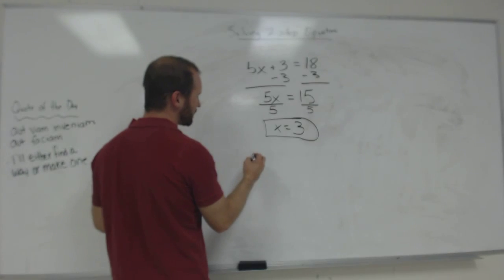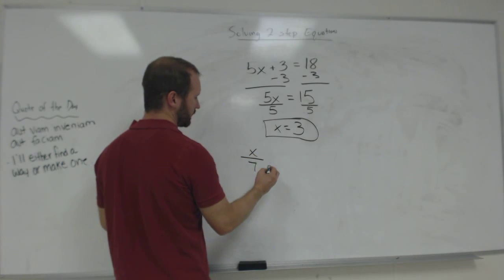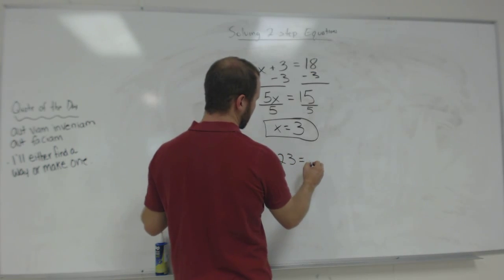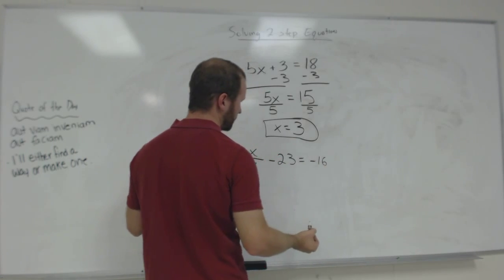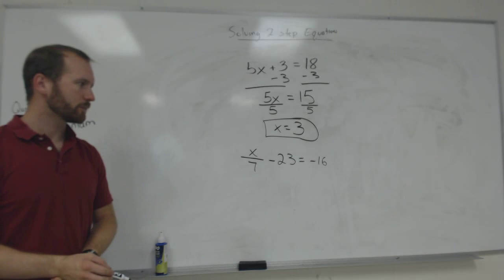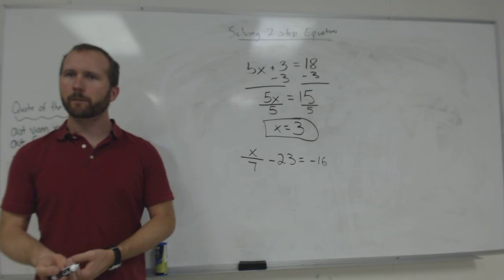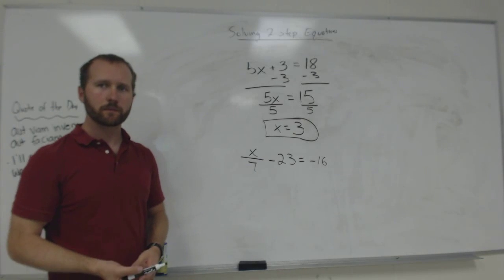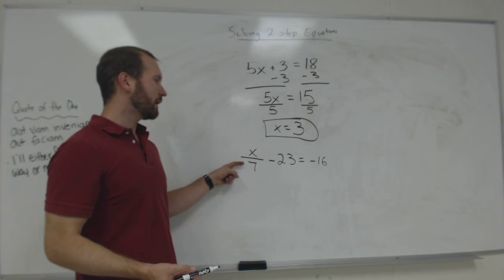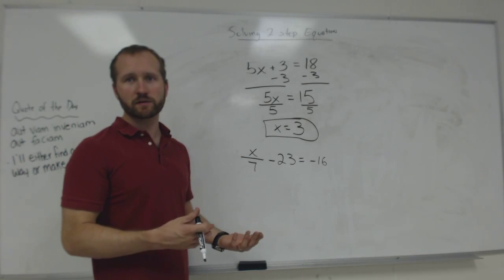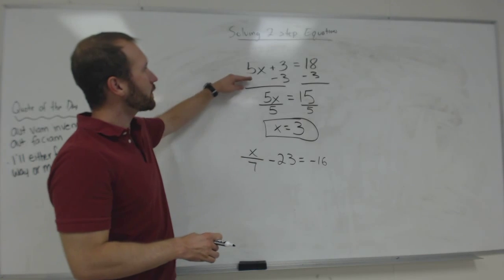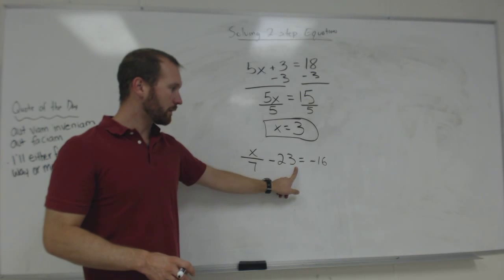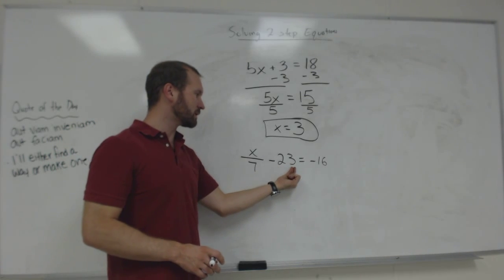Alright, let's look at some other ones. What if I had something like this? X over 7 minus 23 equals negative 16. It's my first step. I want to get my x term all alone. So what's my first step? Multiply by 7. I could multiply by 7. And actually in this case it would be the same amount of steps. But because of the way that we're doing these, I want you to start with this. Okay? So I want to start by getting rid of the minus 23.